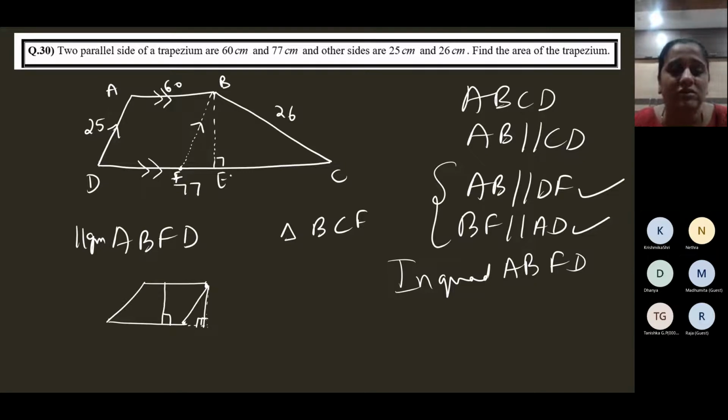And BE is also the height of the triangle. So BE is the height of the parallelogram as well as the height of the triangle. BE is also the distance between the parallel sides of the trapezium. So many roles BE plays. BE has three roles.